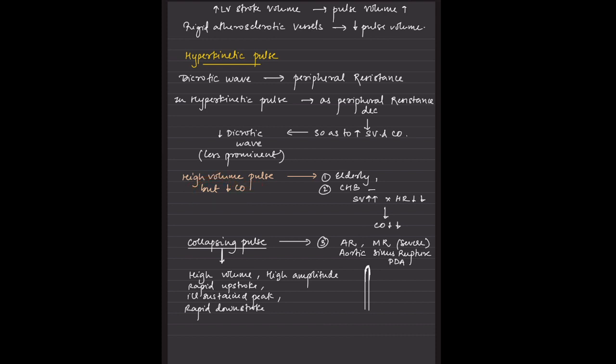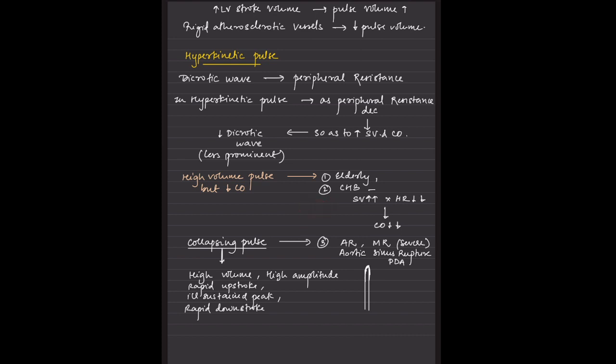in the cardiac output. Where is it seen? High volume pulse and decreased cardiac output is seen in elderly individuals or in complete heart block. Collapsing pulse. There is a word collapsing, and there is also a word called pseudo collapsing. Pseudo collapsing means it is seen where? In MR.